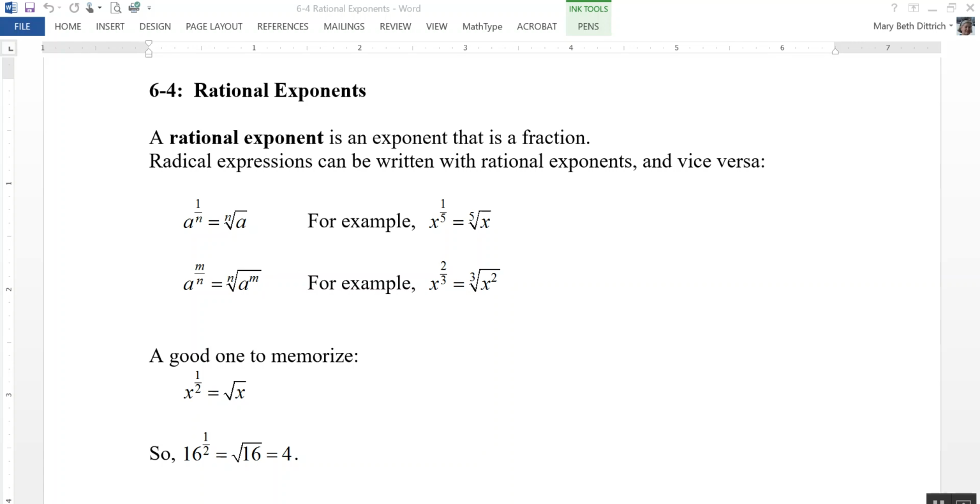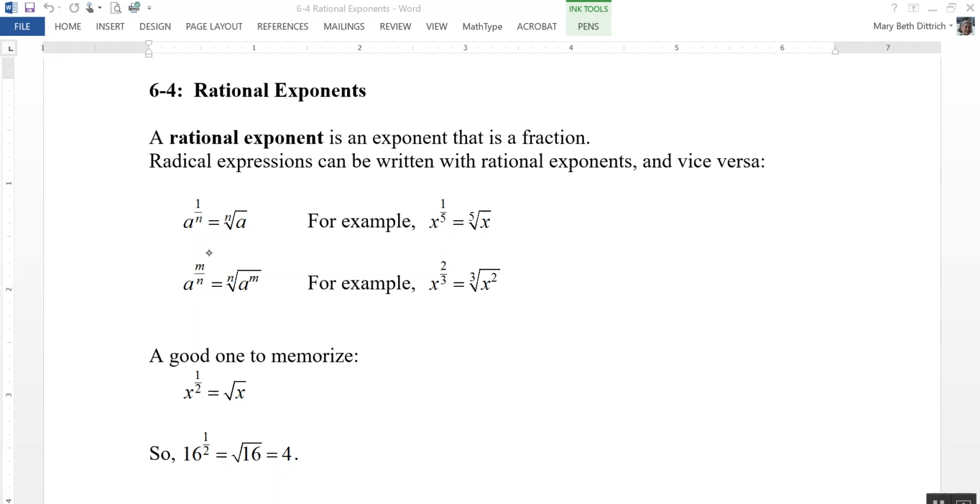Section 6.4 is on rational exponents. A rational exponent is an exponent that is a fraction. Radical expressions can be written with rational exponents and vice versa. So a raised to the power of 1 over n is the same thing as the nth root of a. An example of this, x to the 1/5 is equal to the 5th root of x.